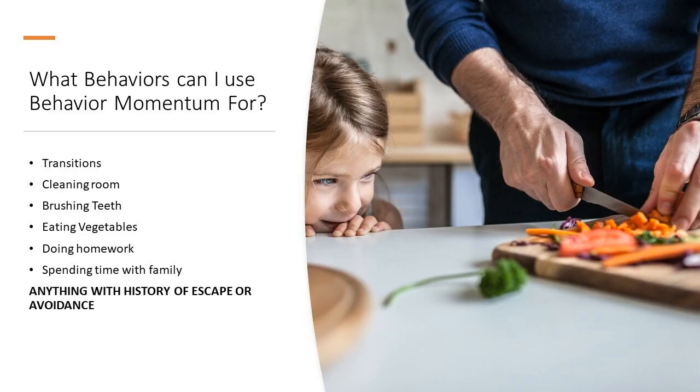So if none of these behaviors match anything that you're thinking about or working on with your child, just think of any behavior that has a history of escape or avoidance, meaning they just don't want to do it. They escape it at all costs, or they avoid it at all costs because it's too difficult, it's unpreferred, it's a behavior they just don't want to do. There's a lack of motivation to do it. That's a behavior that you can apply behavioral momentum.